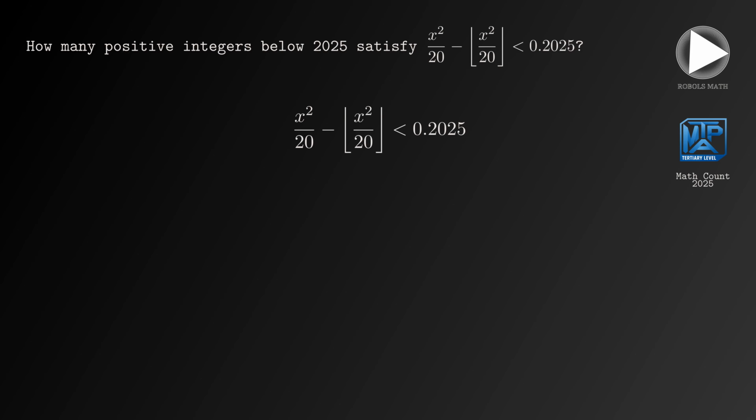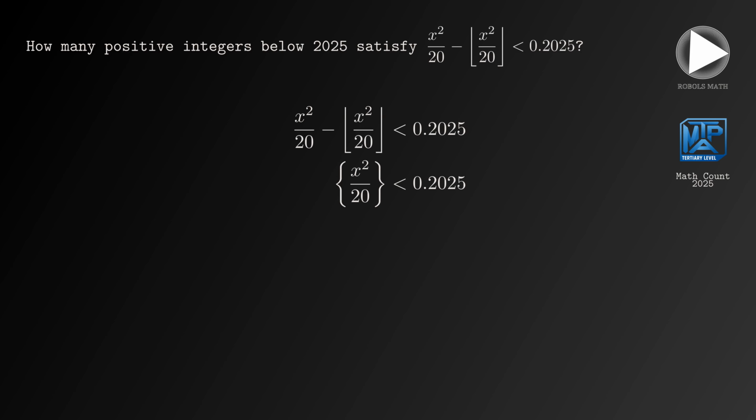Now, going back to the problem, we can rewrite the inequality as the fractional part of x squared over 20 being less than 0.2025. When we encounter fractional parts and greatest integer functions, the usual and very helpful trick is to identify first the cases when the expression becomes an integer.